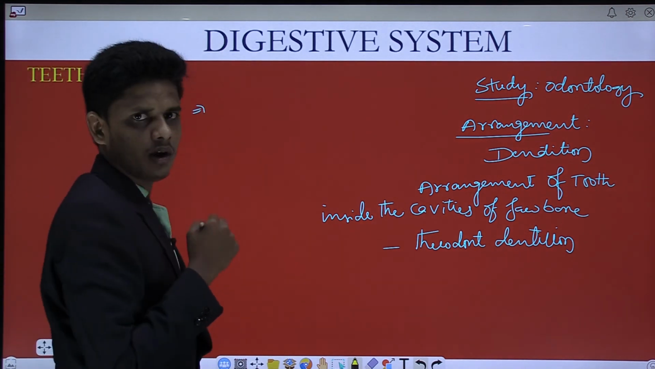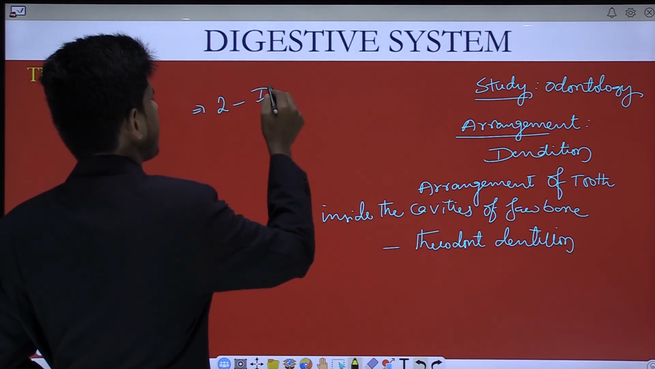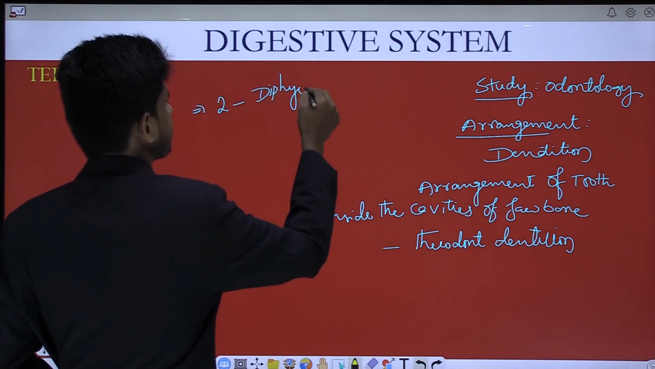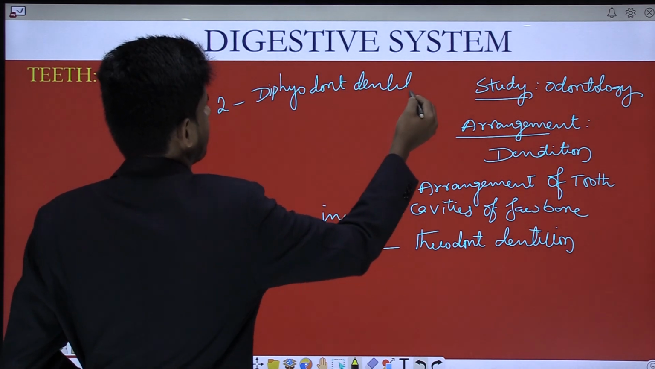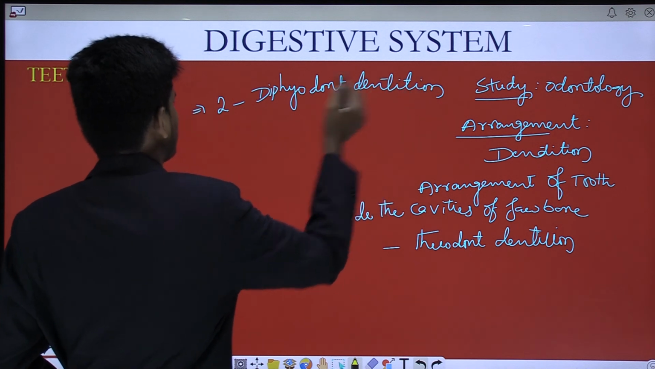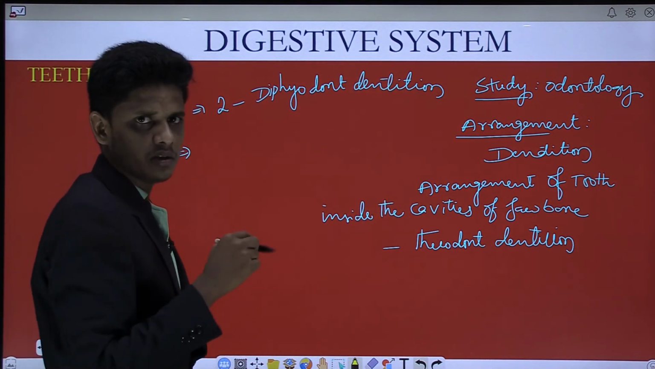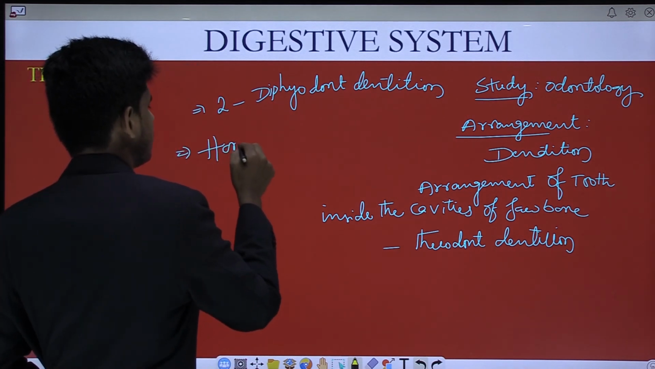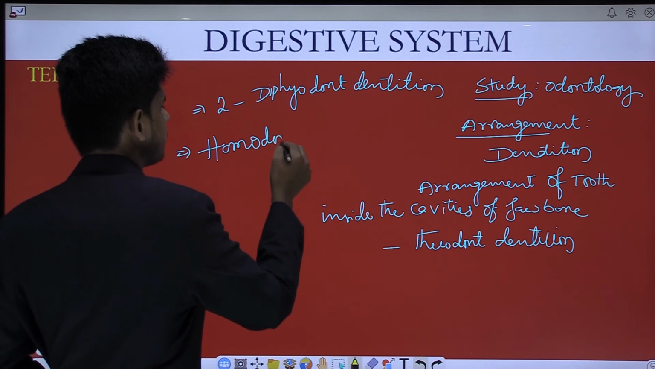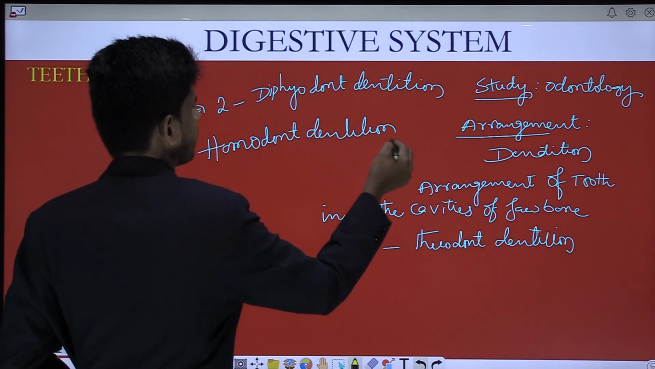In human beings, the teeth are arranged in two times. Such type of dentition is called diphyodont dentition. If all teeth are of the same size and the same shape, such dentition is called homodont dentition.